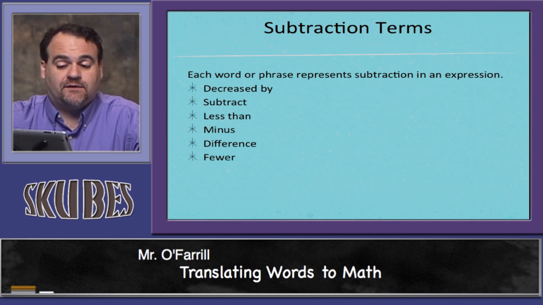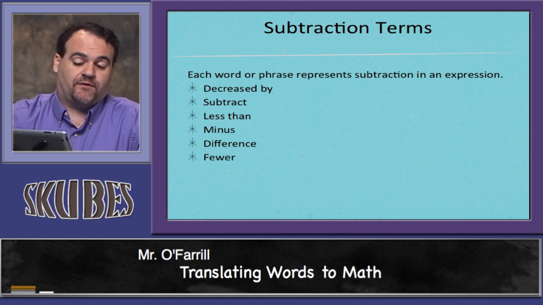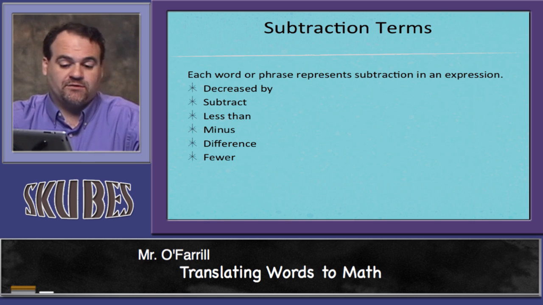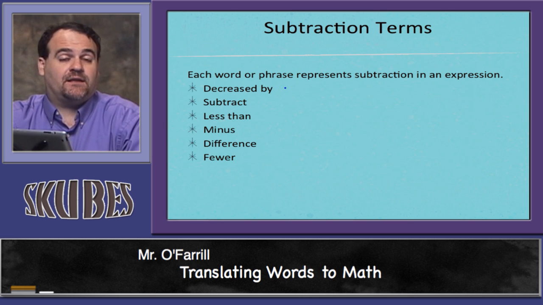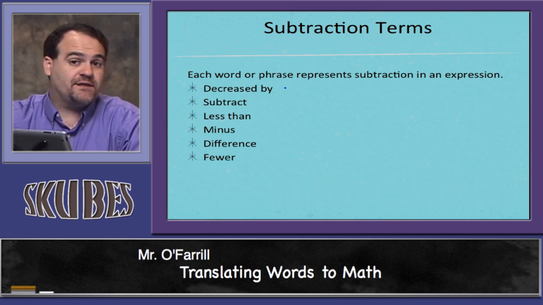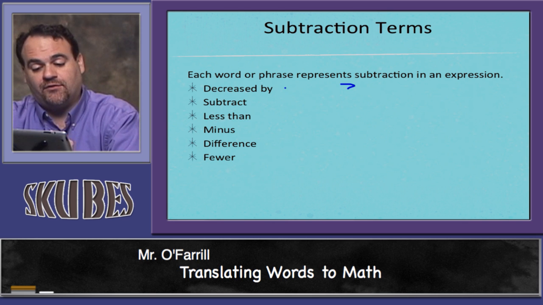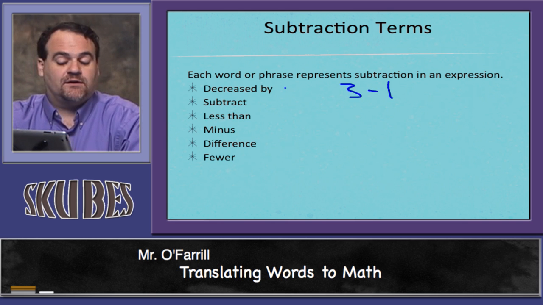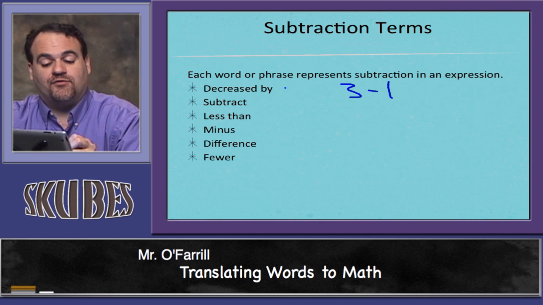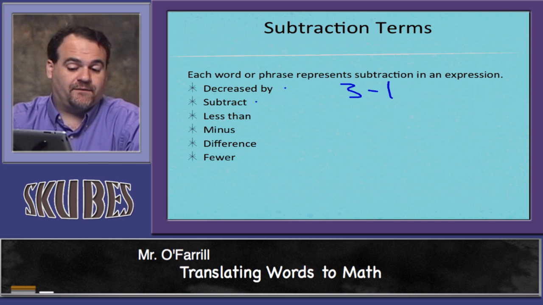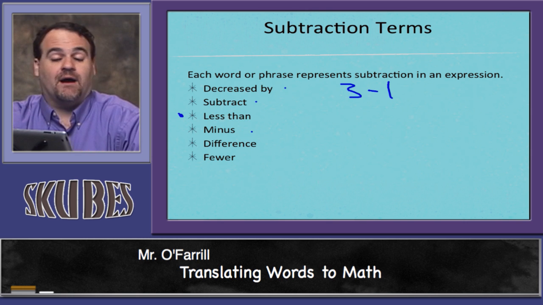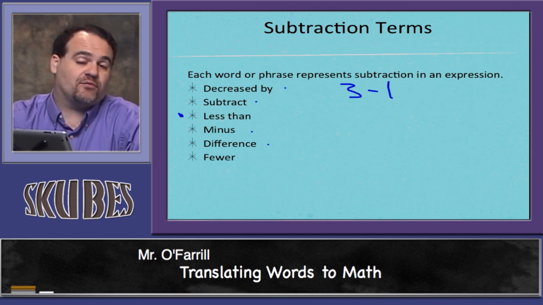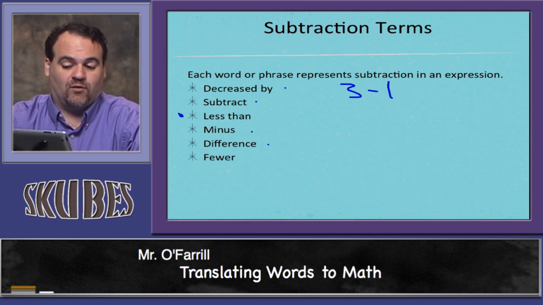Now for subtract terms, there is one special case here I want to go over, but we have decreased by, like if I said 3 decreased by 1, that would be simply 3 minus 1. We could say 3 subtract 1. I'm going to skip this one here for a second and we'll come back to that. But 3 minus 1, that's obvious. Find the difference of 3 and 1, or between 3 and 1.